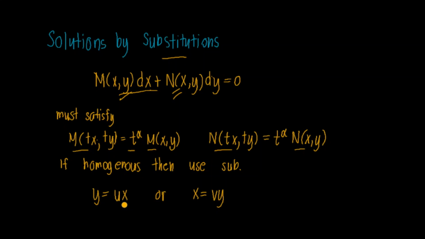Now, if the differential equation is homogeneous, then we can use these substitutions: y is equal to ux or x is equal to vy, where u and v are the new dependent variables, and this will reduce the differential equation into a separable first-order differential equation. To understand further, we should solve an example here.